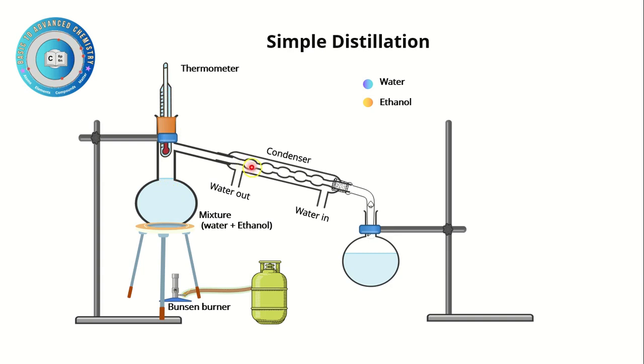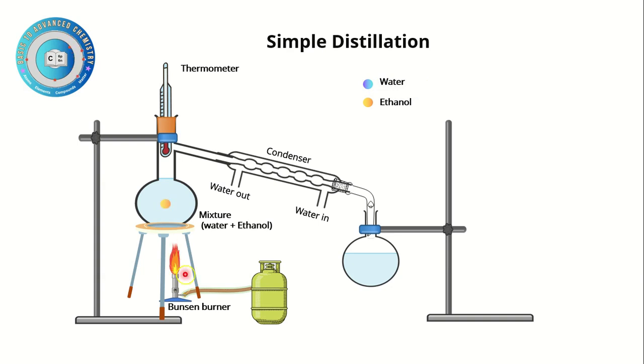This is the condenser used to condense the vapor back to liquid. To do this, it needs water. Send the water in this direction and out in this direction. We have also adapters or extension here. Then this is the receiving flask that collects the liquid coming out from the condenser. So in this experiment, the yellow ball represents ethanol and the blue one represents water. Let us see how this works.